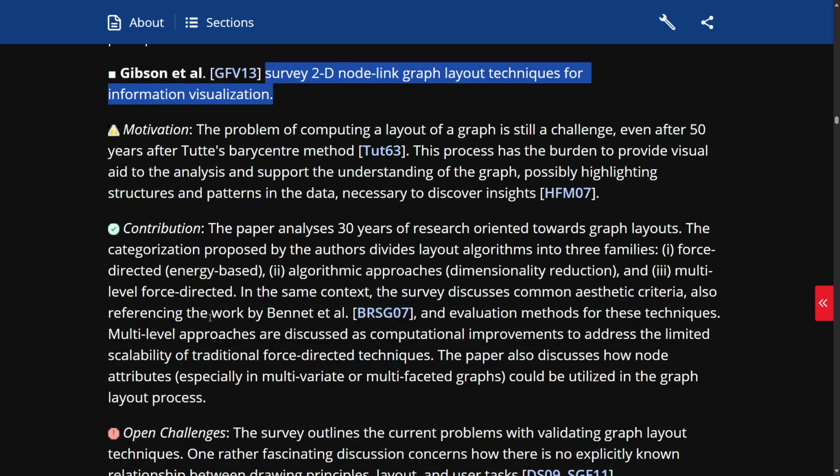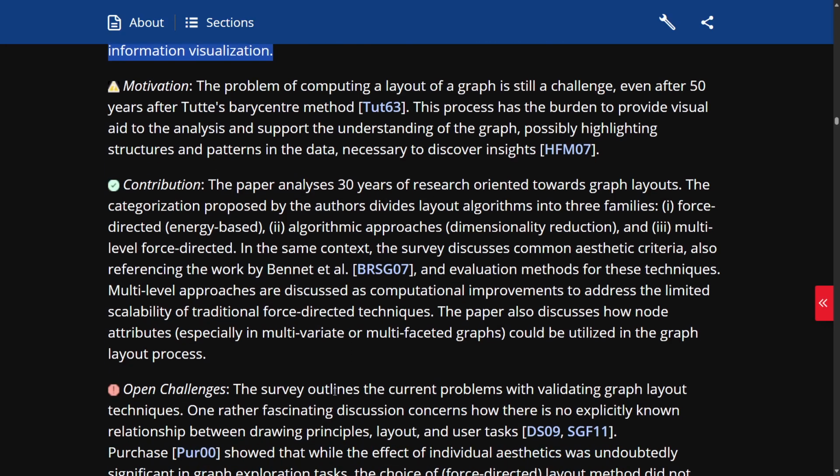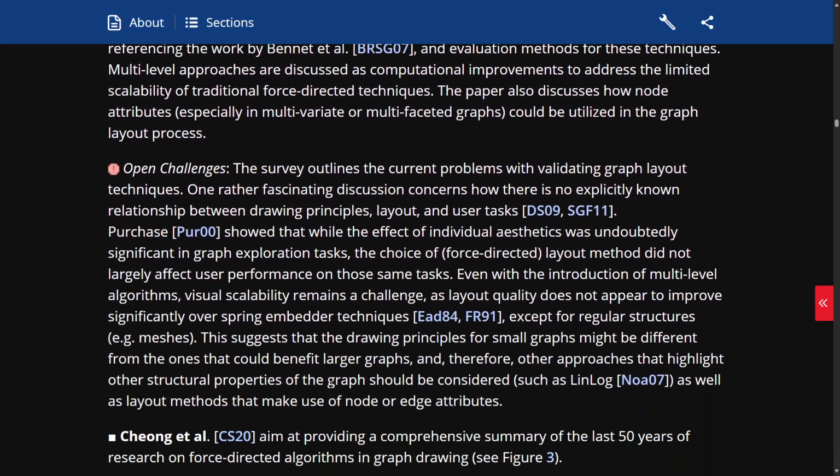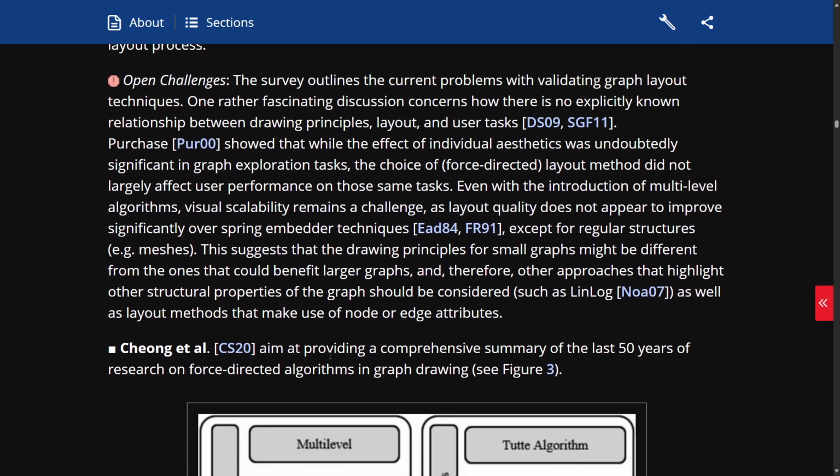Multi-level approaches are discussed as computational improvements to address the limited scalability of traditional force-directed techniques. The paper also discusses how node attributes, especially in multivariate or multifaceted graphs, could be utilized in the graph layout process. Open challenges. The survey outlines the current problems with validating graph layout techniques.